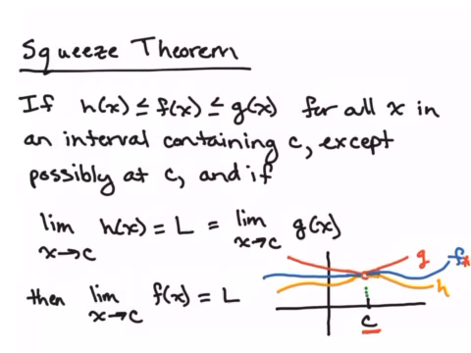Well, if I know what g is, the upper function, and I know what h is, the lower function, and I know they are the same, so both of their limits as x approaches c are the same y value, and I know the other function is in between them, then obviously its limit at that x value is going to be the same, right? Because it's in between the two and they're the same. It's obvious, right? I mean, it's very logical.